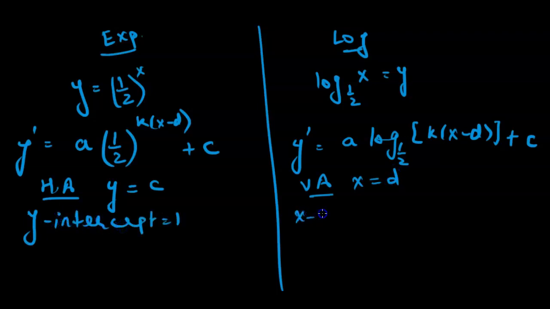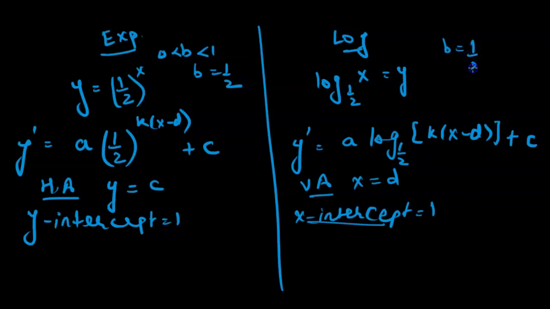Here also we would have an x-intercept of 1. These things stay the same. The only difference is that the base value is now in between 0 and 1, and the example that we are taking is when the base is half. Here also we are taking the base as half.